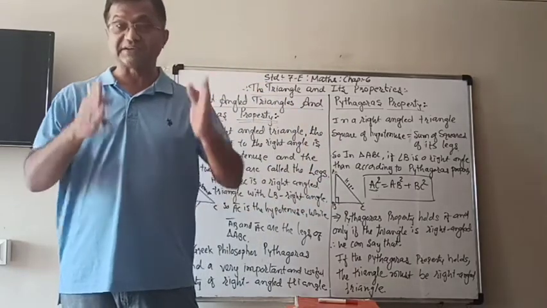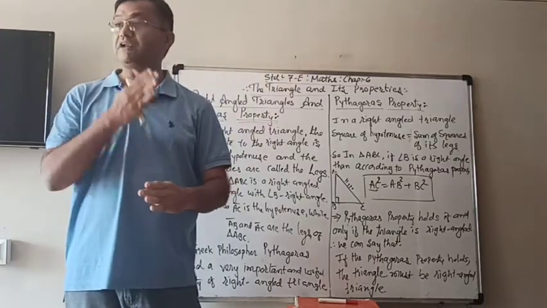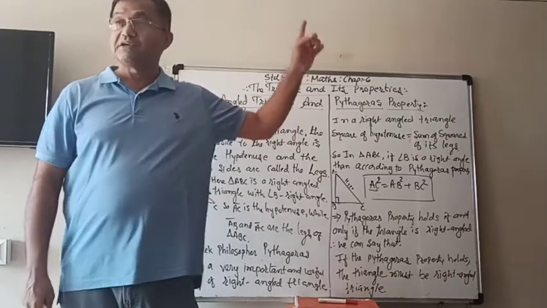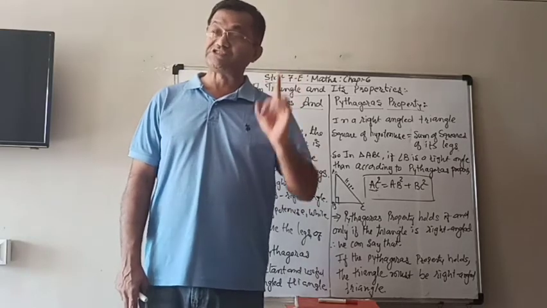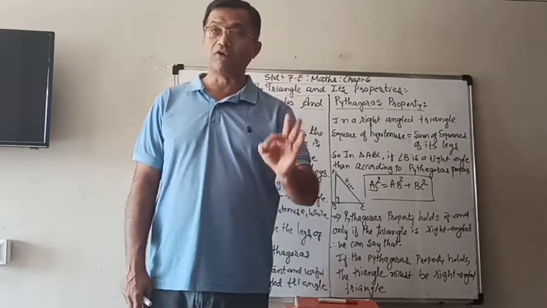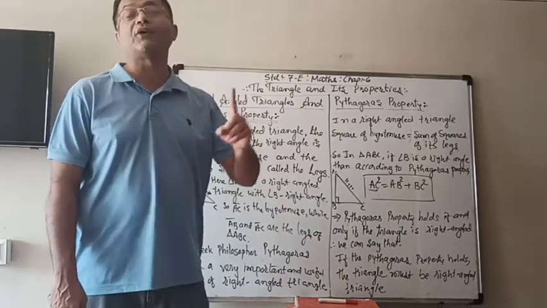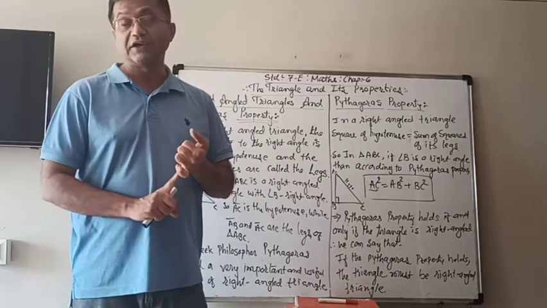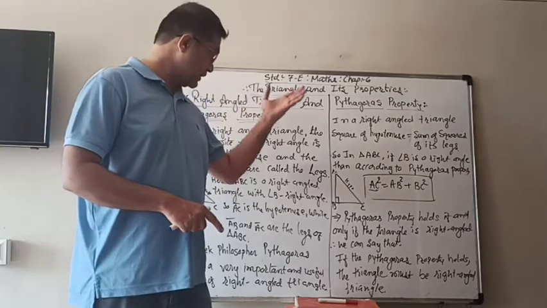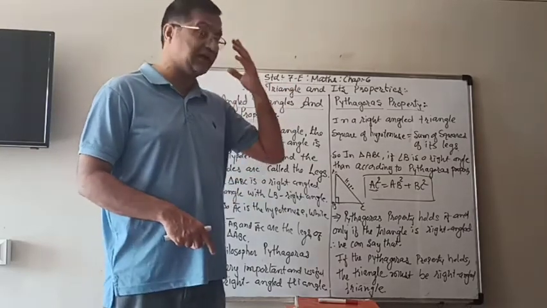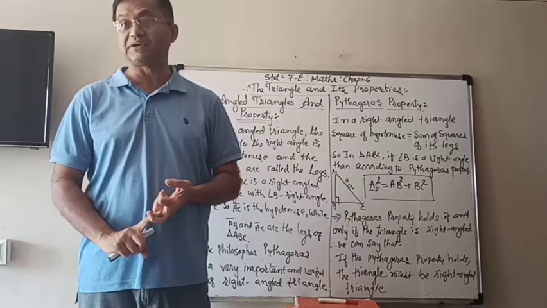Doesn't matter whether the triangle is smaller or bigger or too much big, this property will hold. And what is that property? Square of the hypotenuse is equal to the sum of the squares of its legs. And it is a very, very important property, as I told you. You will use this property so often in standard 8, standard 9 and standard 10 and so on. So you have to keep this property in your mind.